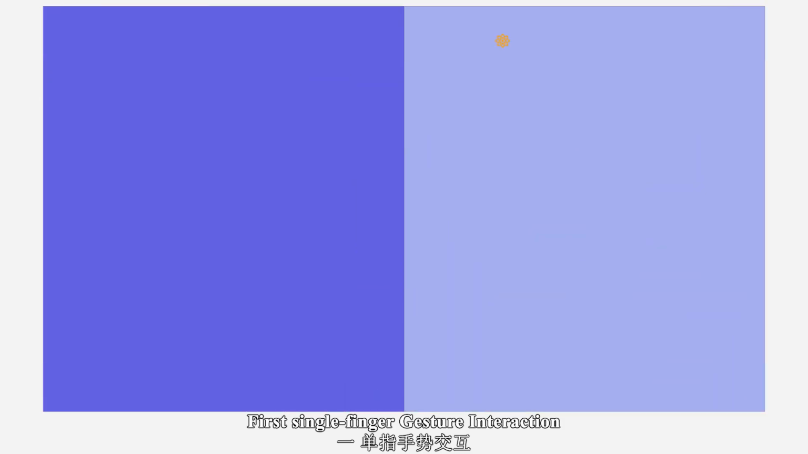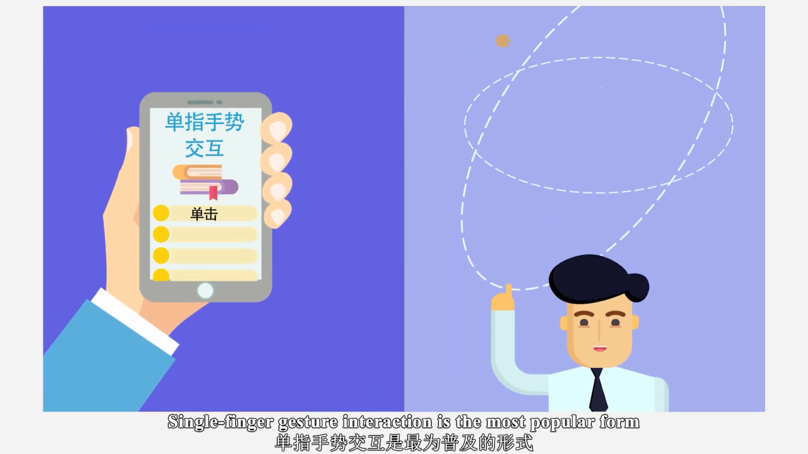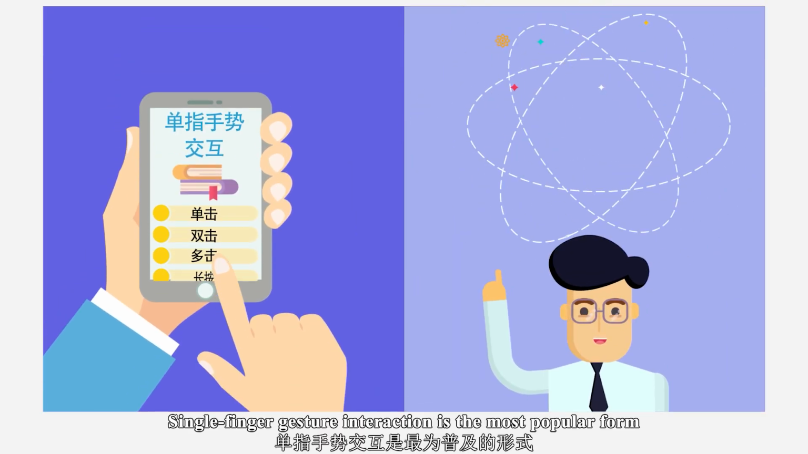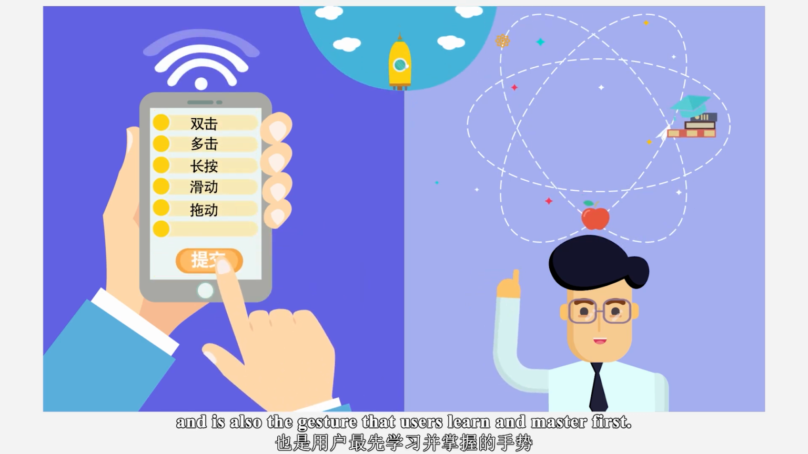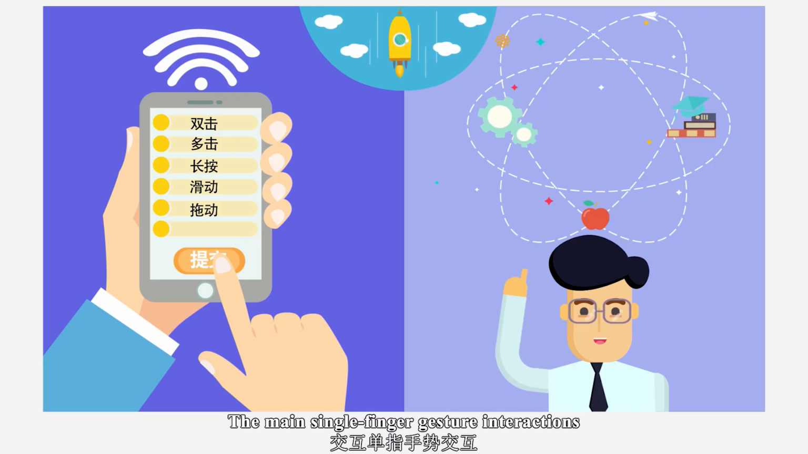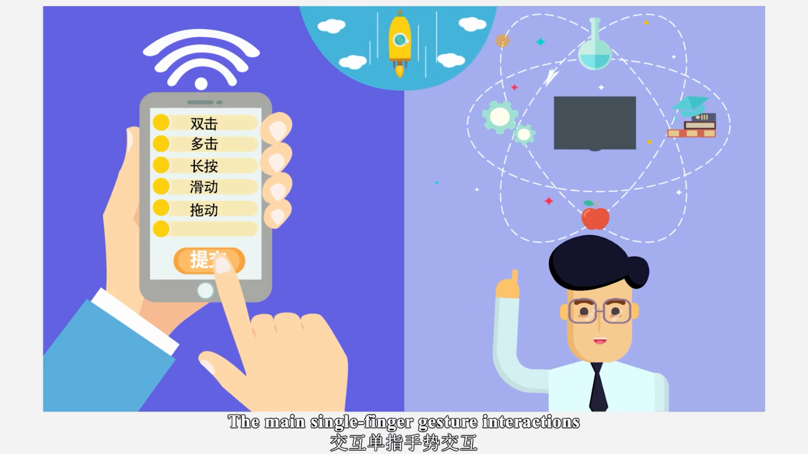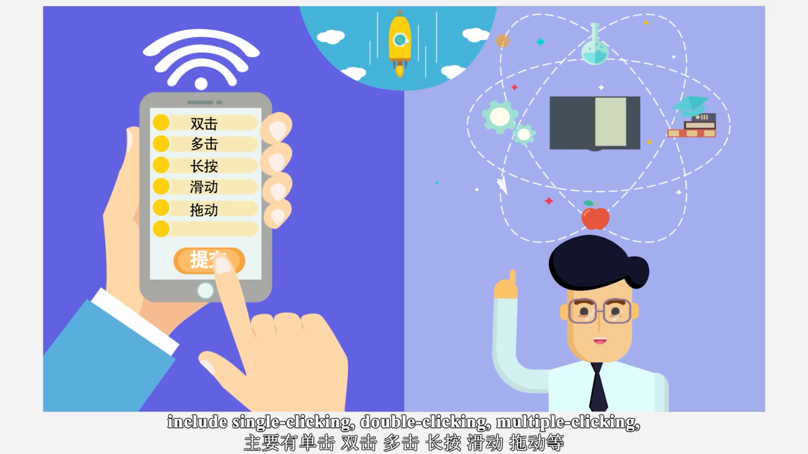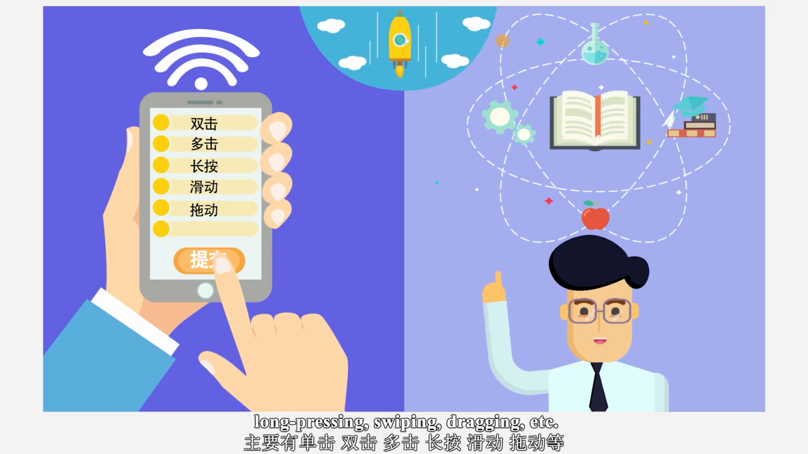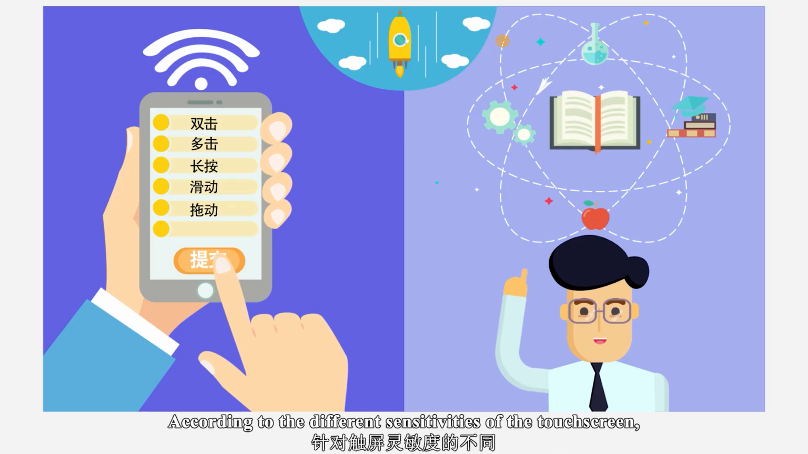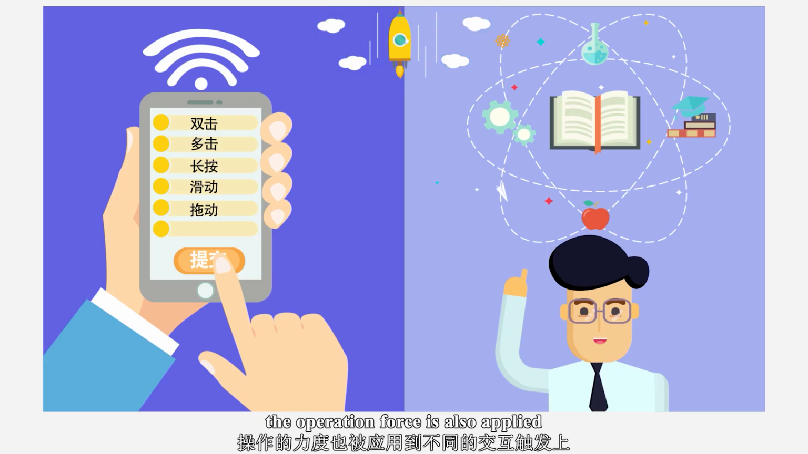First, single-finger gesture interaction. Single-finger gesture interaction is the most popular form, and is also the gesture that users learn and master first. The main single-finger gesture interactions include single-clicking, double-clicking, multiple clicking, long pressing, swiping, dragging, etc. According to the different sensitivities of the touchscreen, the operation force is also applied to different interaction triggers.